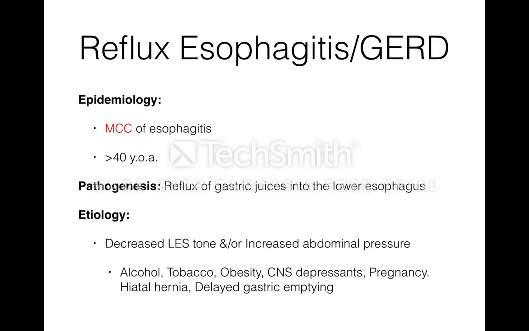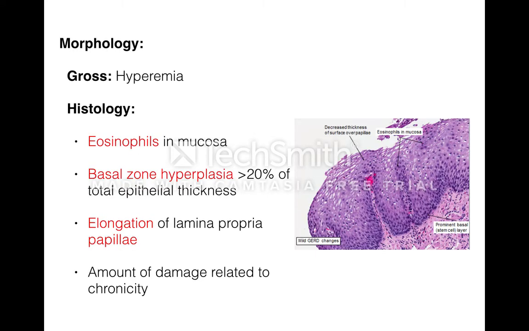Okay, so reflux esophagitis, or GERD, gastroesophageal reflux disease. This is the most common cause of esophagitis and typically occurs in those over 40. In terms of the pathogenesis, it's due to decreased lower esophageal sphincter tone or increased abdominal pressure, which allows reflux of gastric juices into the lower esophagus. So things that cause decreased LES tone and or increased abdominal pressure will result in GERD. This includes alcohol, tobacco, obesity, CNS depressants, pregnancy, hiatal hernias, or delayed gastric emptying.